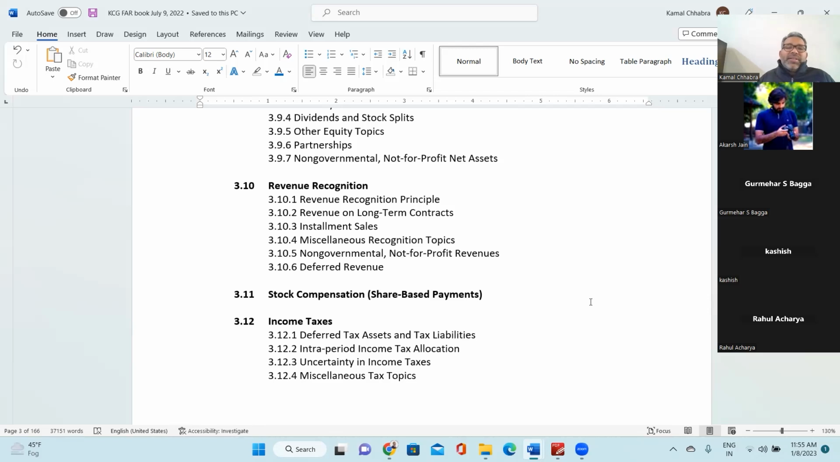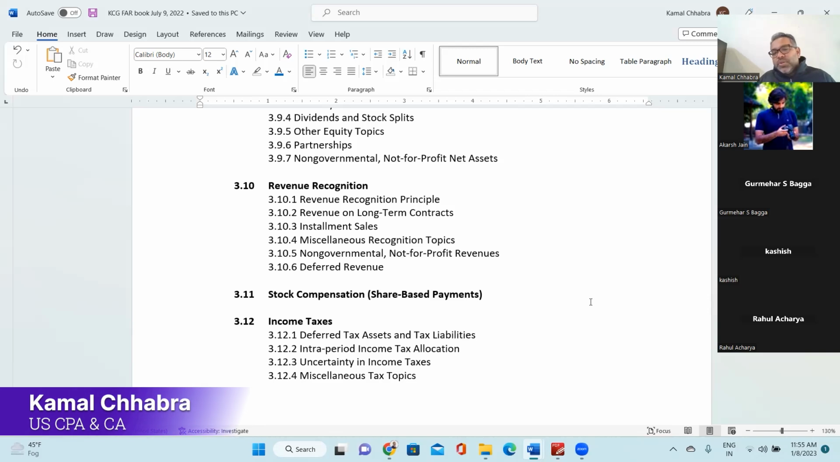right? Then we'll be discussing in detail revenue from long-term contracts, installment sales, which is different from how you used to treat installment sales in India, or how we treat installment sales under IFRS. So in US GAAP, it's completely different. That also we'll be understanding. Then miscellaneous revenue recognition topics, and then non-governmental not-for-profit revenue and deferred revenue. All these things we'll be covering in 3.10.